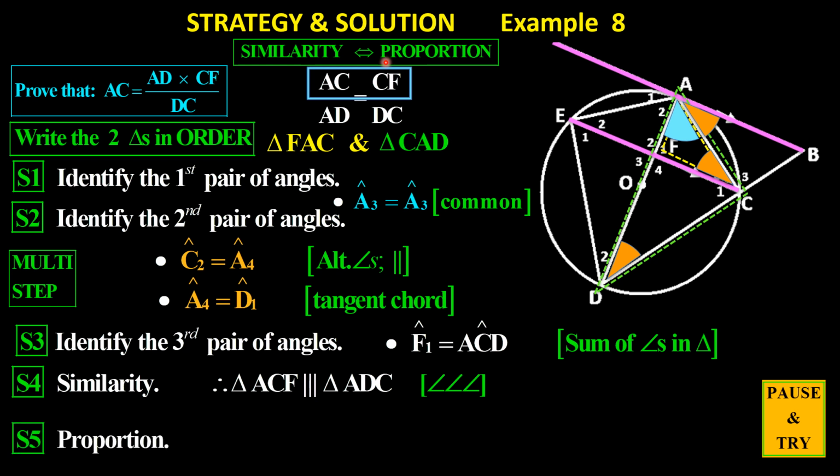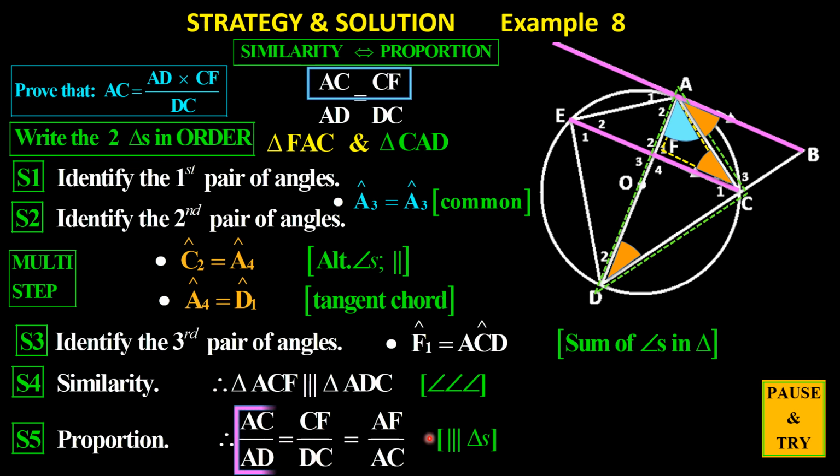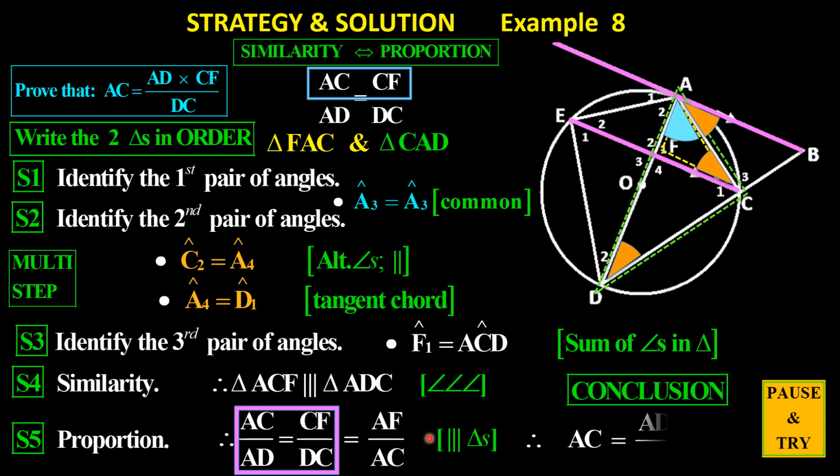So let's get our proportion, and there we have our proportion, right? But we need to identify which specific ones we want. We want the AC, so I definitely need the AC. There's an AD and a CF, so in this case it's the first two. And now we just need to write it in the required form by transposing the AD to the right side. And that is AC equal to AD times CF over TC. And there we've proved it.